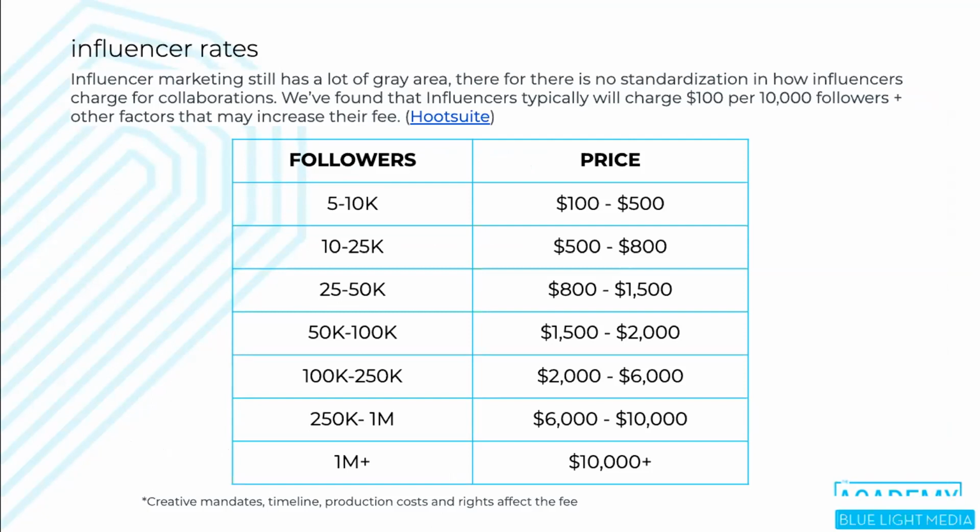Perfect. So the influencer rates here, these are just general. Each influencer is going to have their own rates. We've run into situations where somebody with like 500 followers, for example, is going to charge a couple $100 for a post, right? But this is a general guideline that's been provided by Hootsuite on what you can expect to pay influencers. As you see, it goes up with the number of followers they have, and a general rule of thumb is that influencers will charge $100 per 10,000 followers.